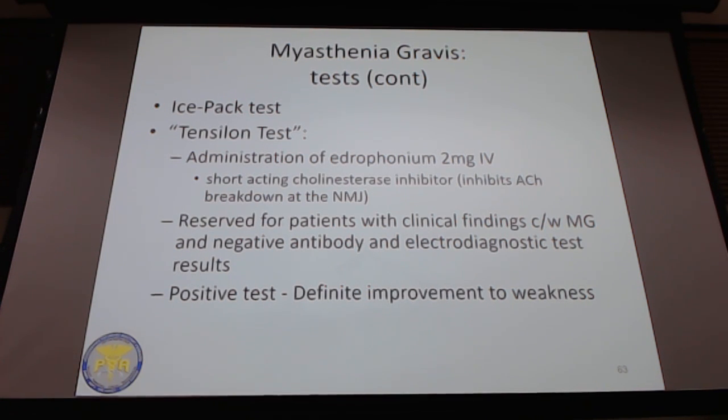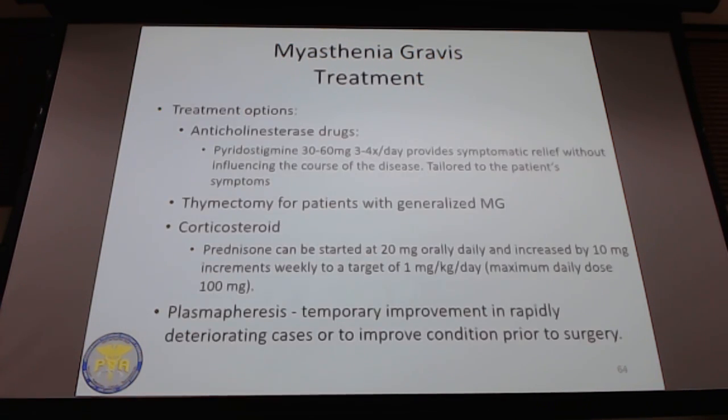Tensilon test, this is probably more scientific. So administration of edrophonium, right? It's a short-acting cholinesterase inhibitor. So this is going to inhibit acetylcholine breakdown at the neuromuscular junction. That's our problem. So if we're inhibiting that breakdown, we do a quick test. It's getting better. That's again a firm positive. Probably more sensitive and specific than an ice pack on the face. I'd probably do both, but anyways. All right, so positive tests, definite improvement to weakness, right?